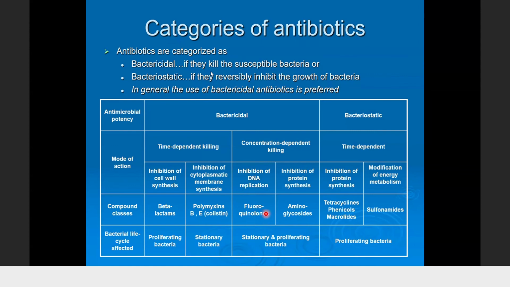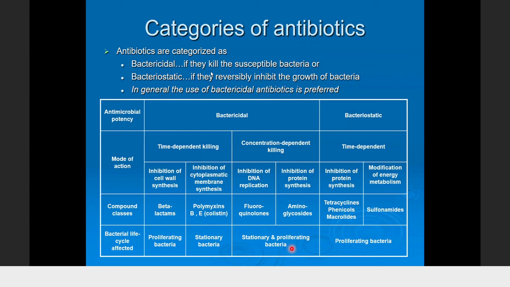Fluoroquinolone acts on the DNA. Aminoglycoside inhibits protein synthesis, but its common side effect is nephrotoxicity, as I mentioned just now, so we must be careful when we use aminoglycoside. Then for inhibition of protein synthesis, we have the tetracyclines, phenicols, the chloramphenicol I mentioned just now, which is also a banned drug in livestock animals, macrolides, and lastly the sulfonamides. These are sulfur drugs.